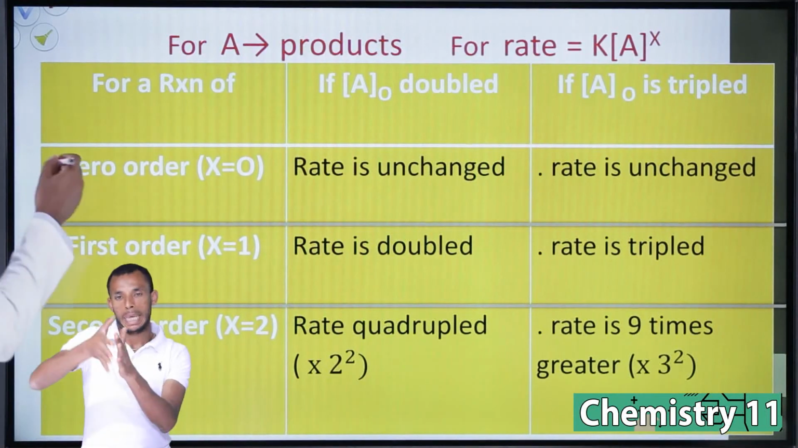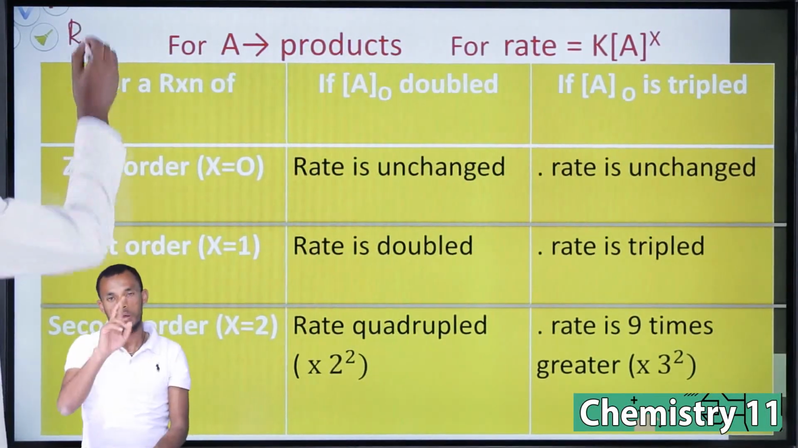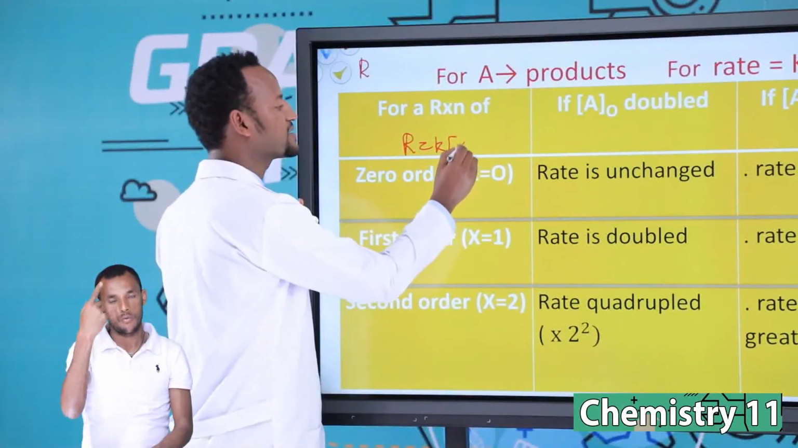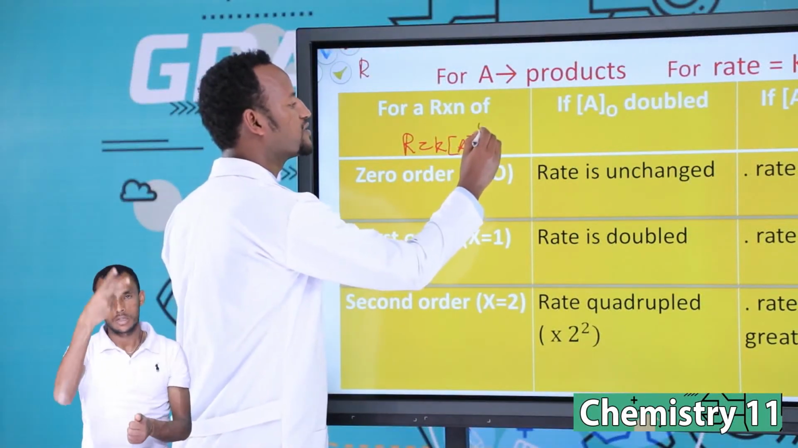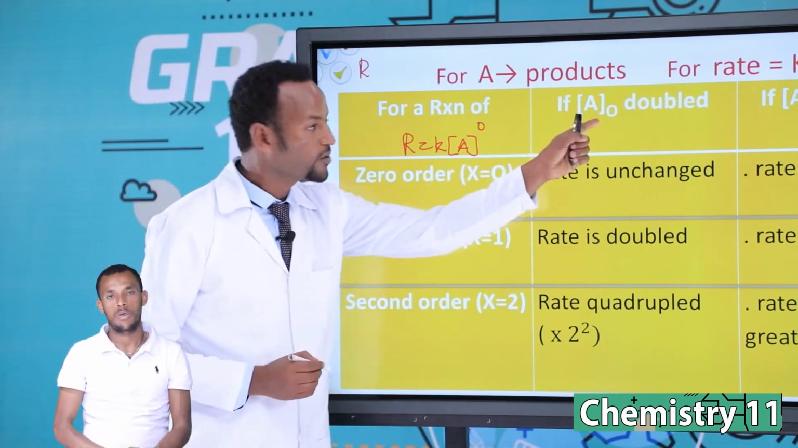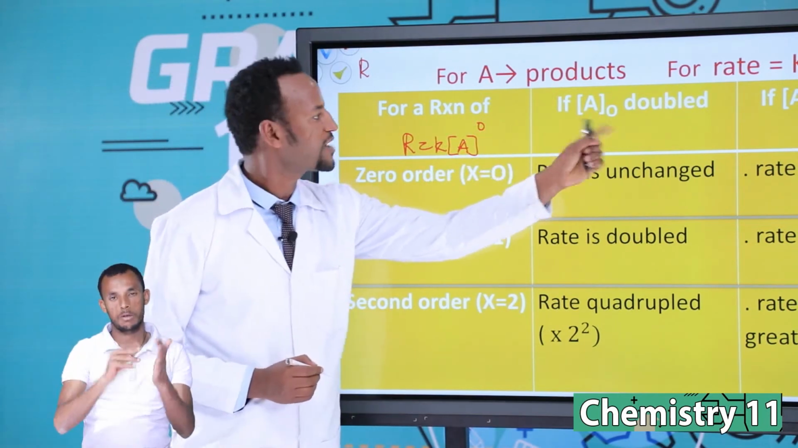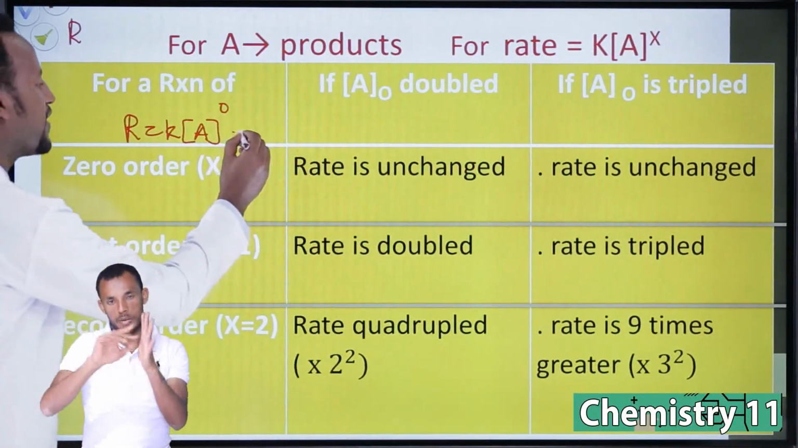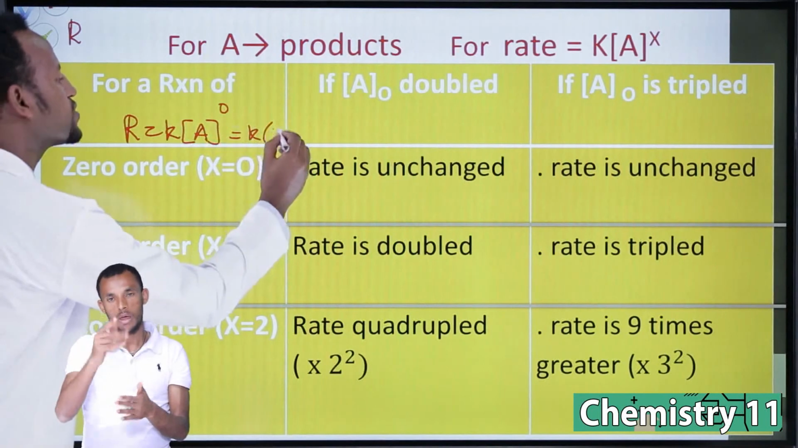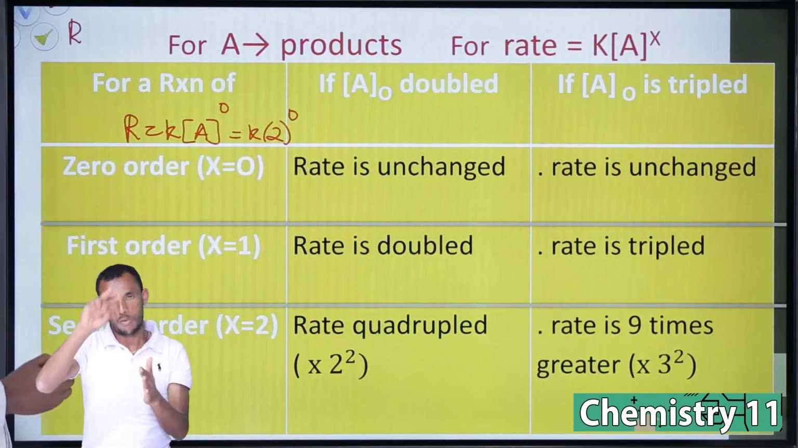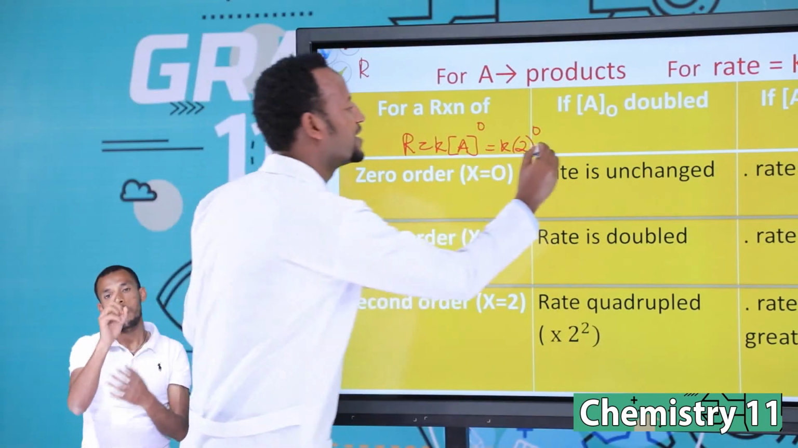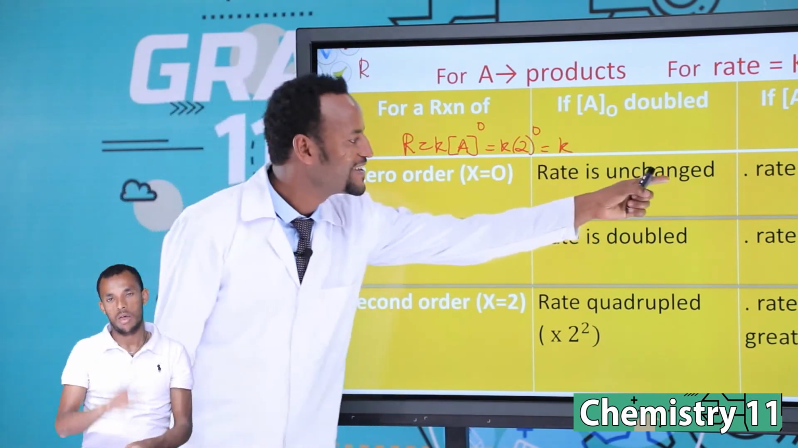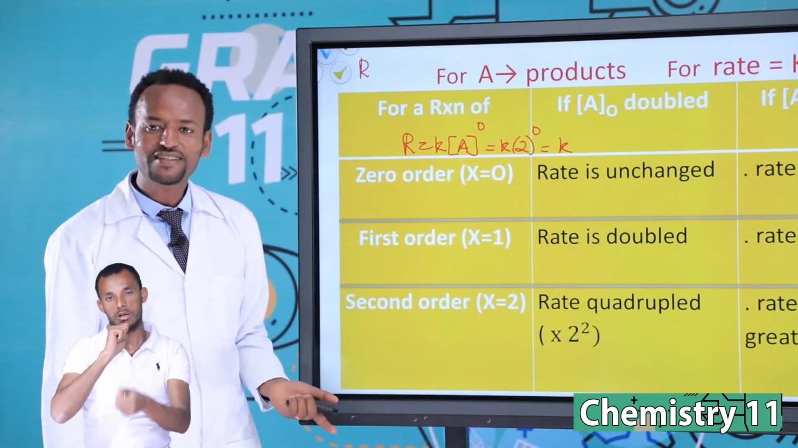Look for zero order. Rate is equal to K. For zero order is what? A to the power of 0. A naught means what? Initial concentration. Initial concentration is doubled, which means 2 to the power of 0. To the power of 0 is how much? 1. Therefore, in this case, rate is equal to K. Rate is unchanged. Why is rate unchanged?